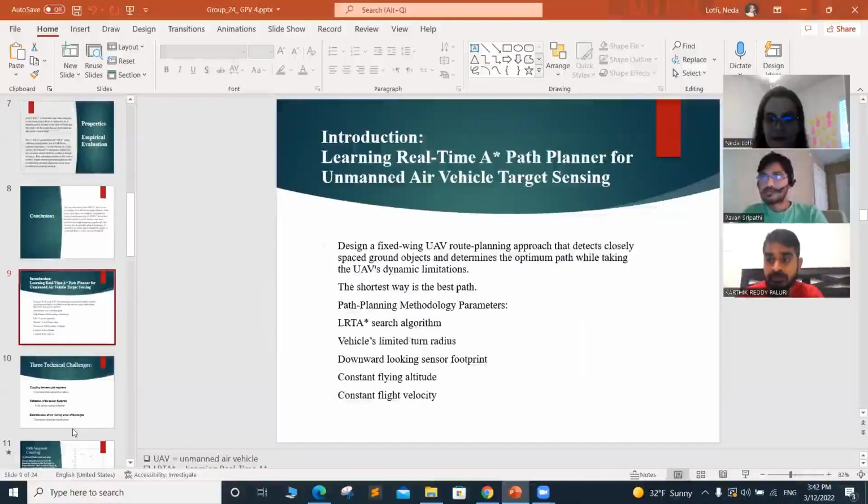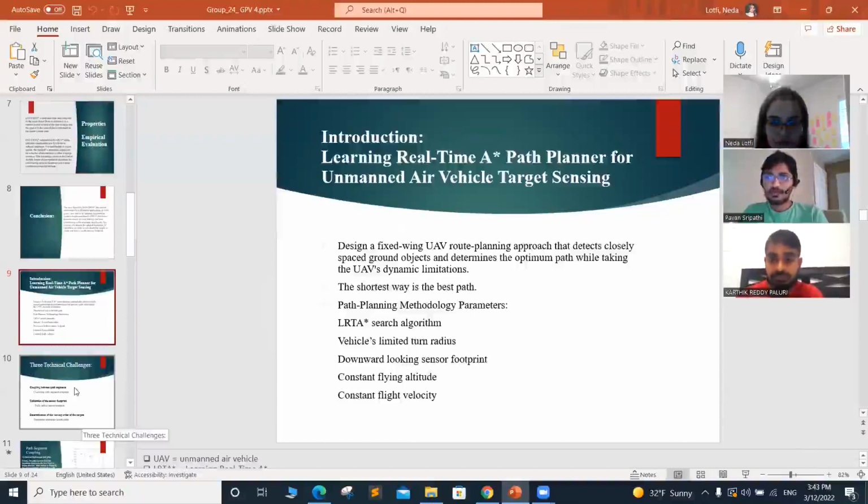So I will start with the introduction related to the learning real-time A-star path planner for unmanned air vehicle target scanning. It deals with designing a fixed-wing UAV route planning approach that detects closely spaced ground objects and determines the optimum path while taking the UAV dynamic limits into account. This path planner deals with the shortest way being the best option, and for that reason we are going to learn about the real-time A-star.